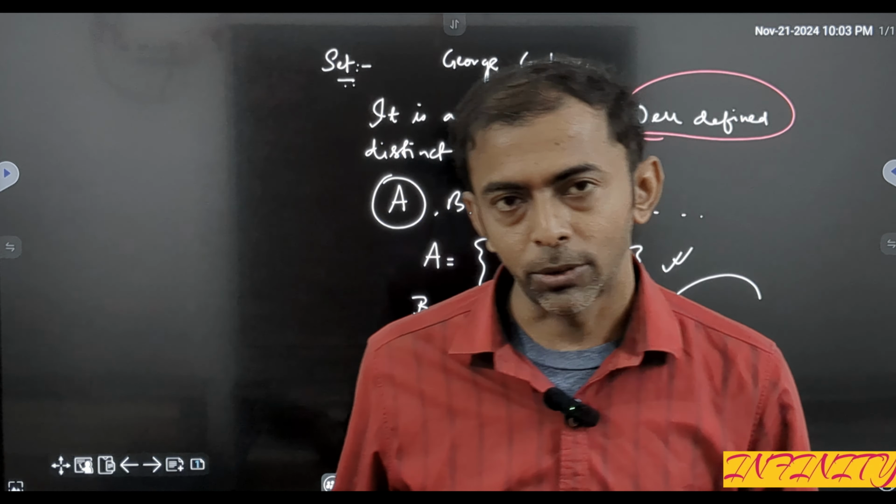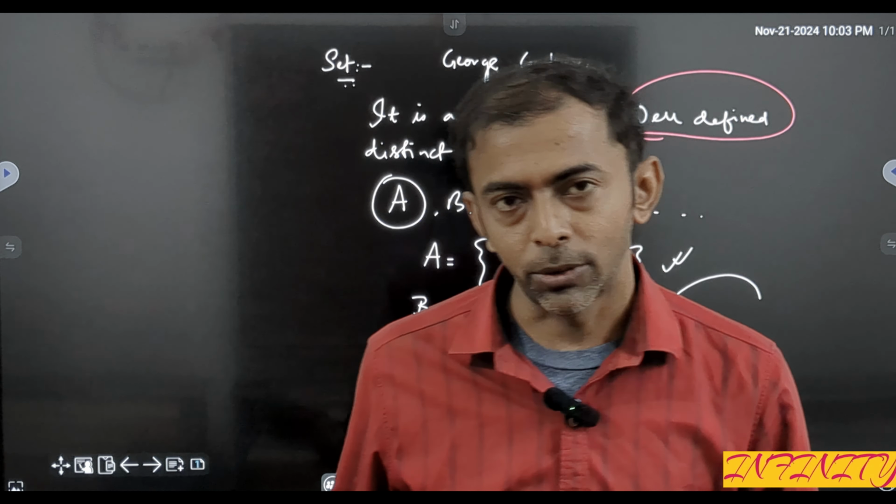Okay, now we're going to switch over to the next topic, representation of a set. Look, there are two types of representation. The first one is the roster method or tabular method.